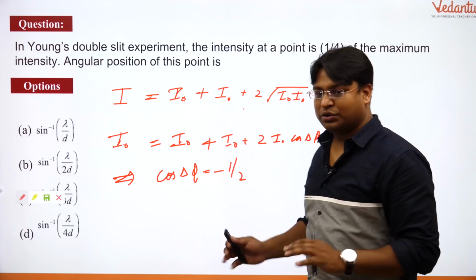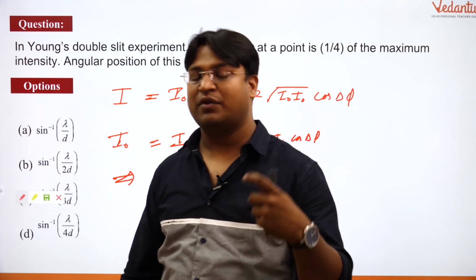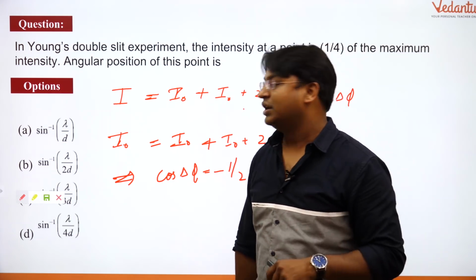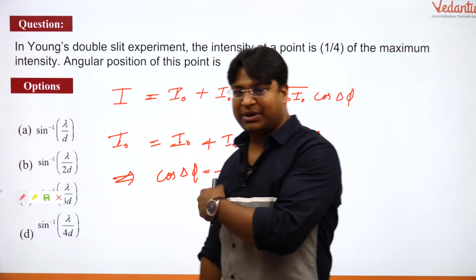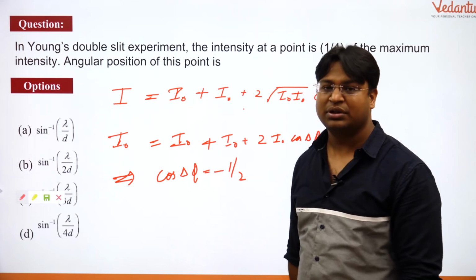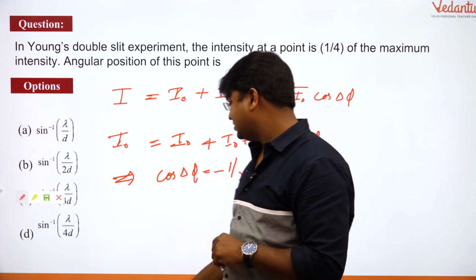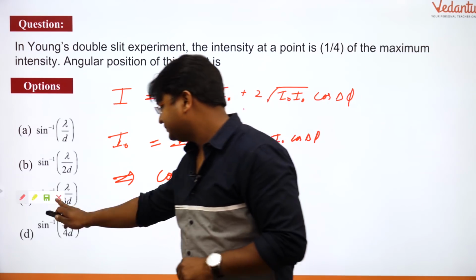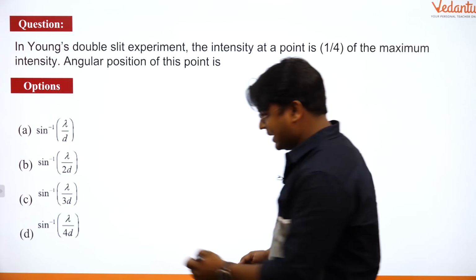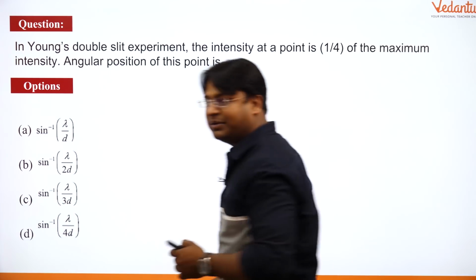All right. So one part of the question was this. We have got the result. We have got the phase difference. Now we need to figure out the angular position. Okay. So keep this in mind because I'm going to rub this. So we are dealing with a point where the phase difference is such that cos delta phi is -half. Let's complete the question now.